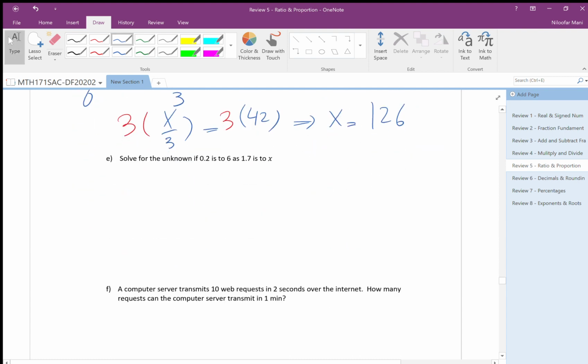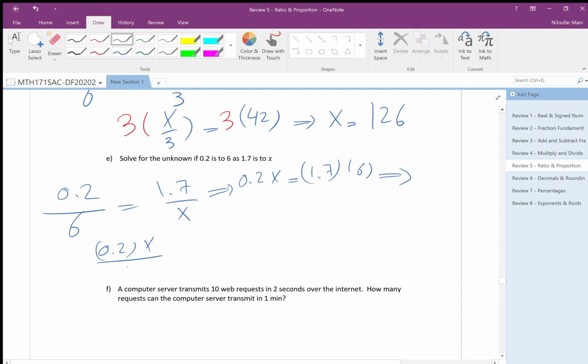How about here? Solve for unknown. So 0.2 over 6 is 1.7 over x. So 0.2x is 1.7 times 6. Okay? And then I do 0.2x divided by 0.2, divided by 0.2. And then what is x? x is 1.7 times 6 divided by 0.2, which is 51.